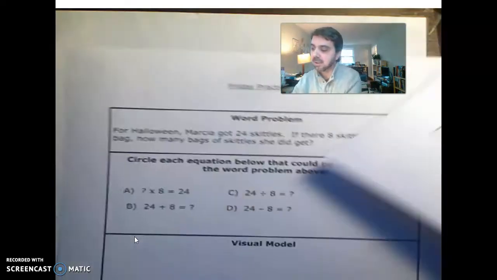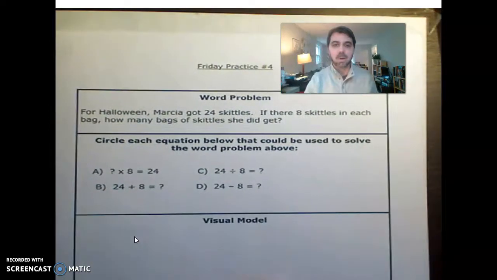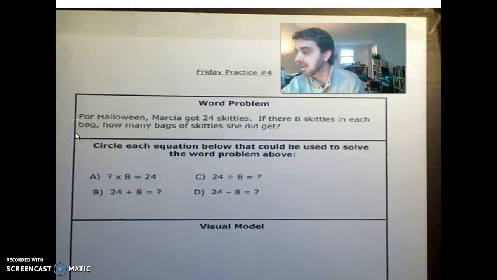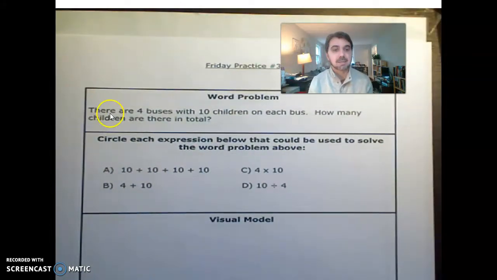So let's go to the last one, because this is another one where we want to connect multiplication and division. So let's read it. Actually, boys and girls, let me read this one to you. I'm not going to solve it. It says there are 4 buses with 10 children on each bus. How many children are there in total? Which of these expressions would give you the correct answer and represent it correctly?